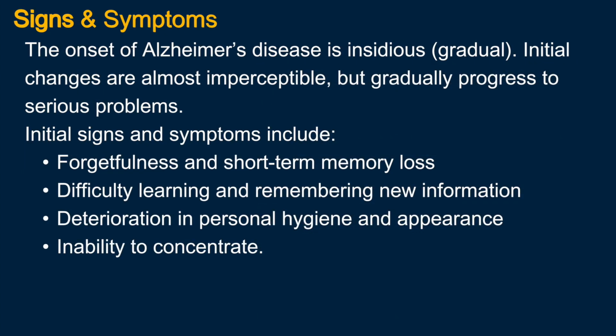Next, we will see signs and symptoms. The onset of Alzheimer's disease is insidious, that is gradual. Initial changes are almost imperceptible, but gradually progress to serious problems. Initial signs and symptoms include forgetfulness and short-term memory loss, difficulty learning and remembering new information, deterioration in personal hygiene and appearance, and inability to concentrate.